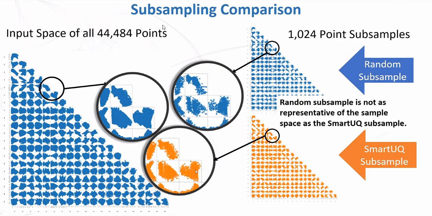If we look at the SmartUQ subsample, we can see that it does a much better job of representing the original data. So we see that this heart-shaped region, both lobes are more fully characterized. This upper left projection has more of the full width of the original data. So again, we're getting a better representation of all of the input conditions that existed in the original data set than if we had used a smaller sample.